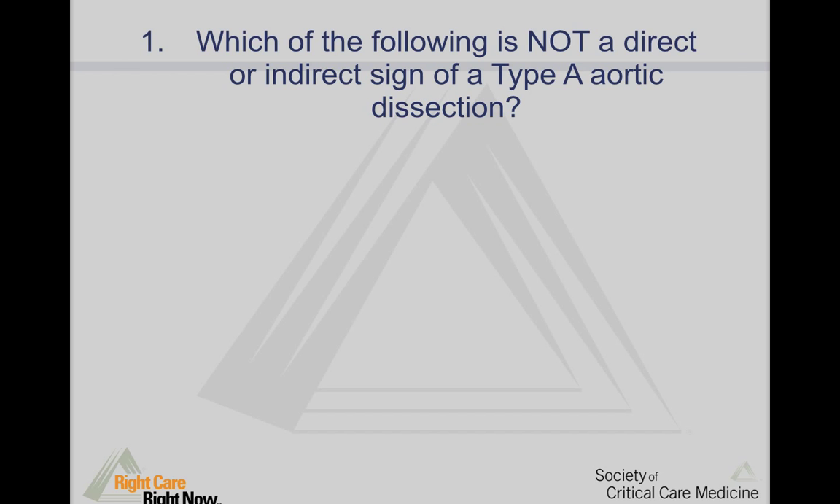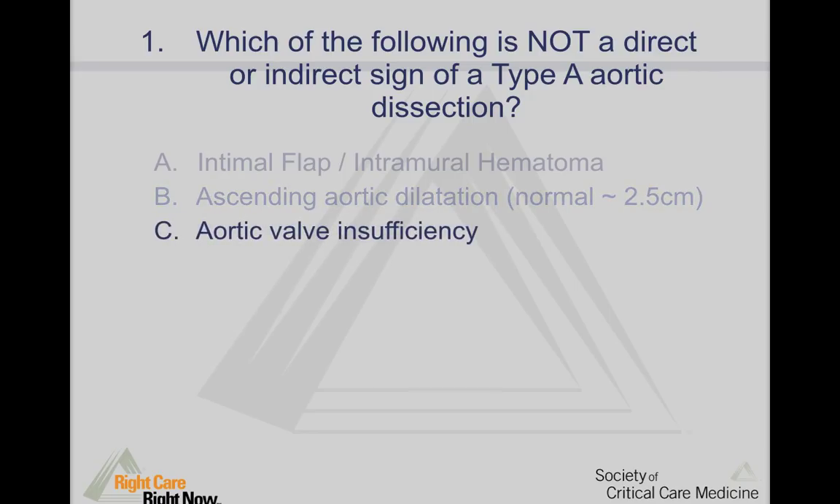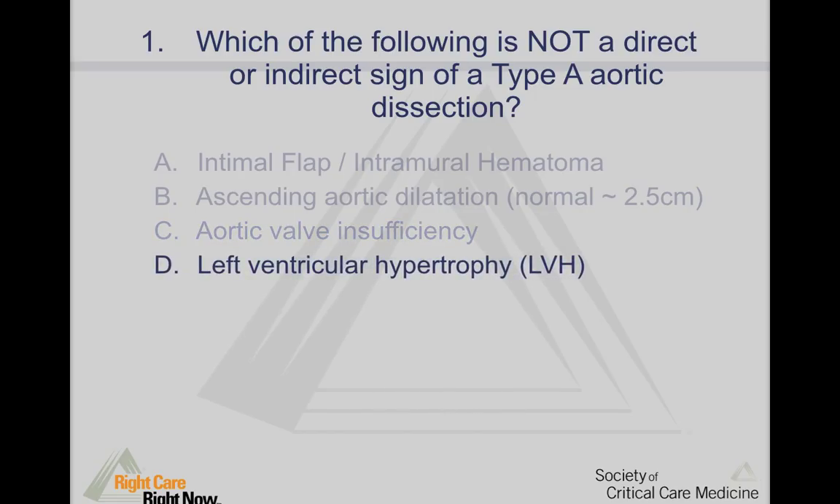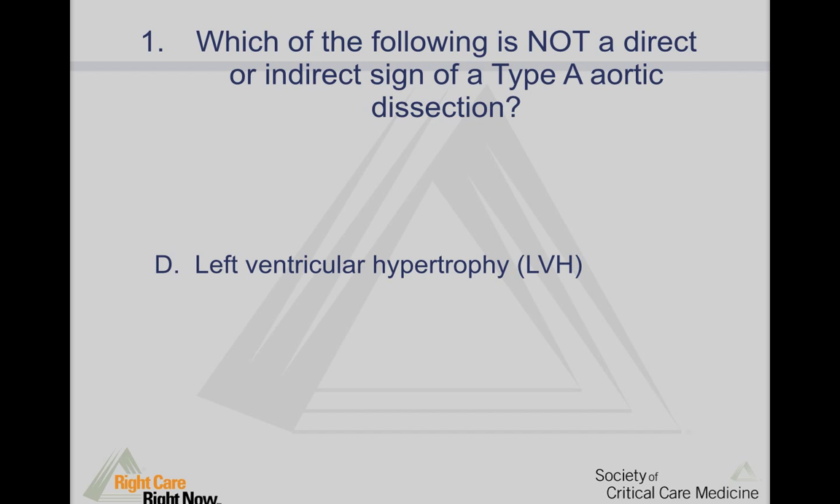Very neat case. So quickly, which of the following is not a direct or indirect sign of a type A dissection? So again, not a direct or indirect sign. So intimal flap or an intramural hematoma, that's a direct sign. Ascending aortic dilation, we mentioned this. So greater than 4 centimeters, it's an indirect sign. Aortic valve insufficiency, is that indirect or direct? Probably an indirect sign. LVH, not so sure. And tamponade, again, an indirect sign. So LVH is your one answer there.